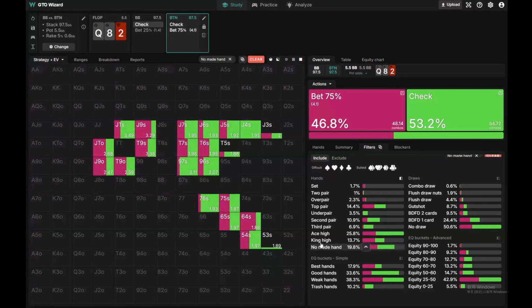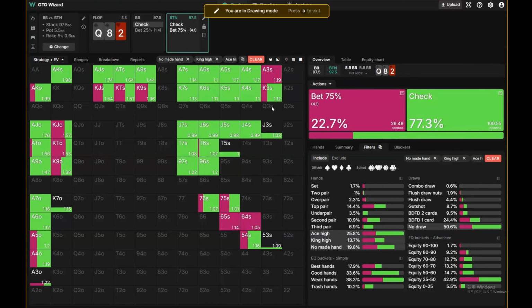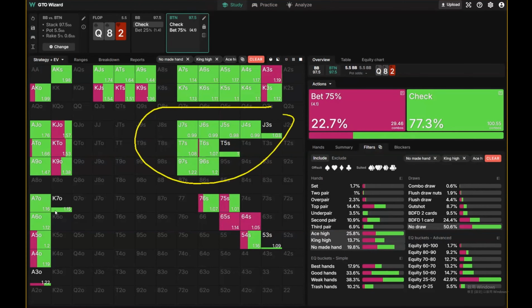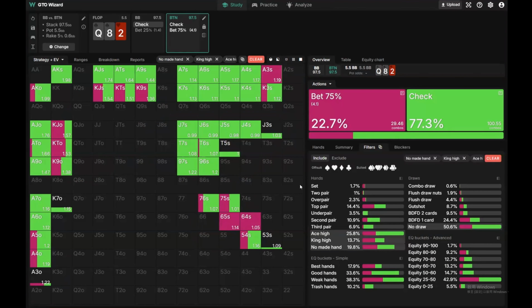We see that when we go to the air portion, no draw, there's not as much mixing, right? We see that these hands are checking, these hands are betting a lot, and then this and this, right? It's a very clear-cut distinction. Let's try to explain that distinction.